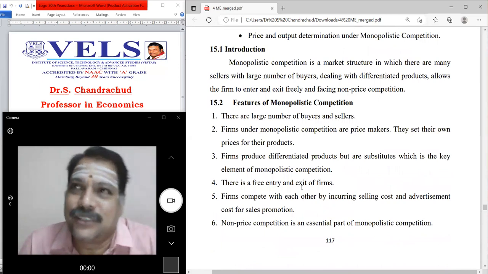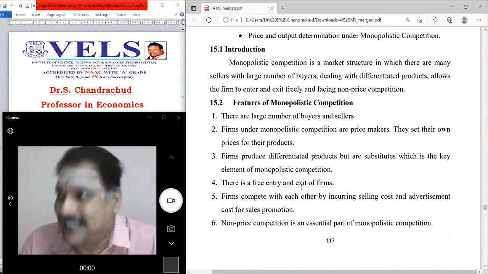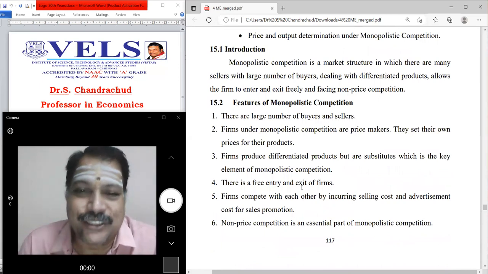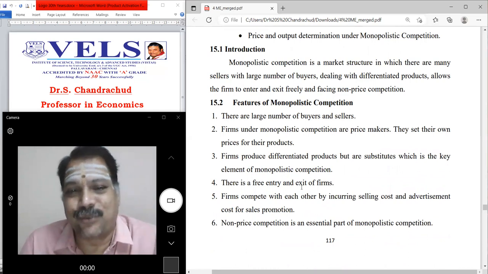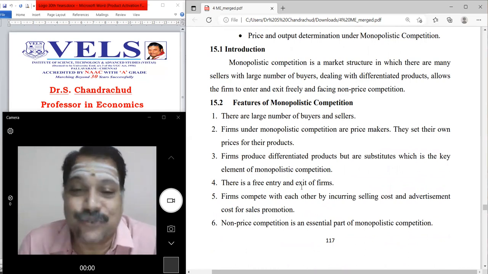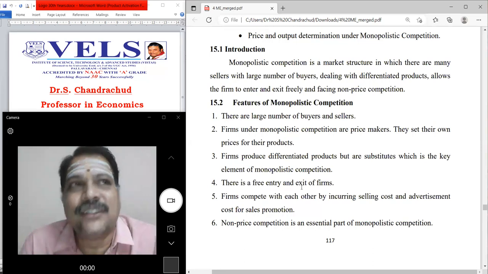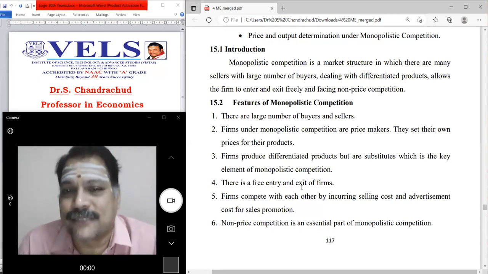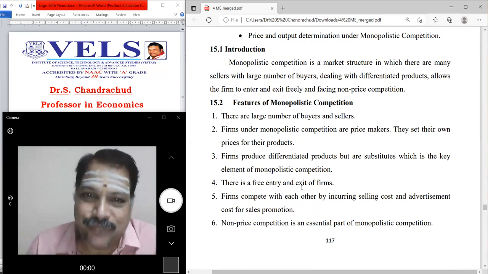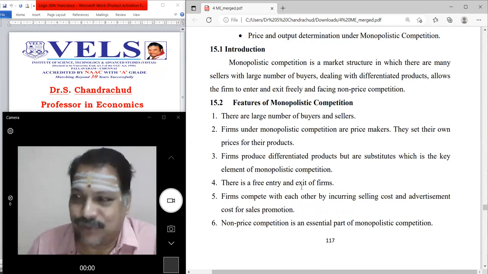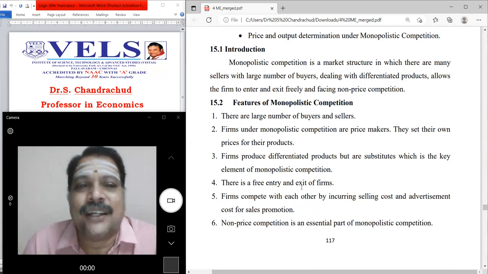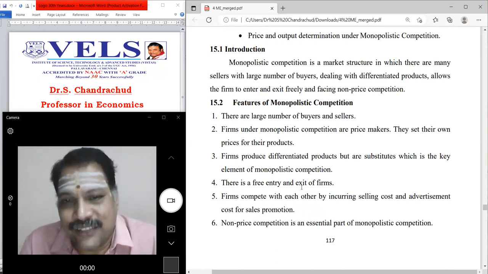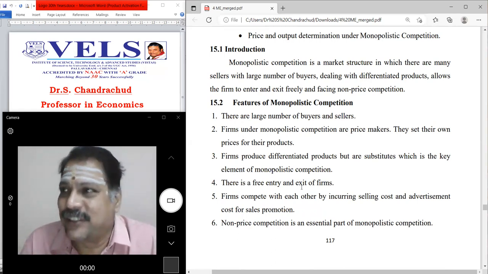A possible Section B question in the semester end examination is: what are the features of monopolistic competition? When they ask, if you write these 6 points, you can secure full marks. How do you have to write? You have to write in 3 parts. First, you give some introduction stating what a monopolistic market is, and then you start writing the features. What are the 6 features?